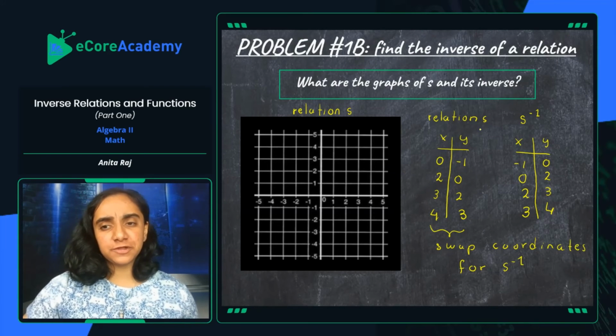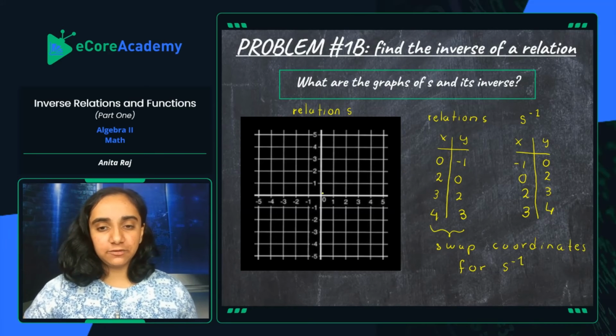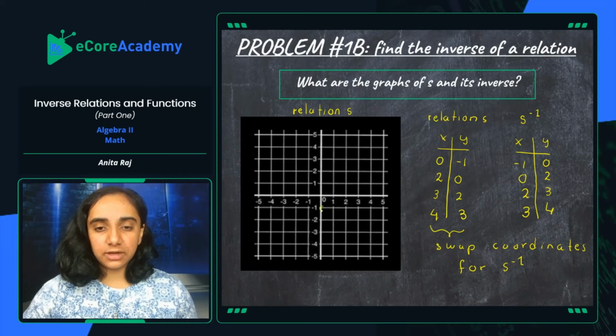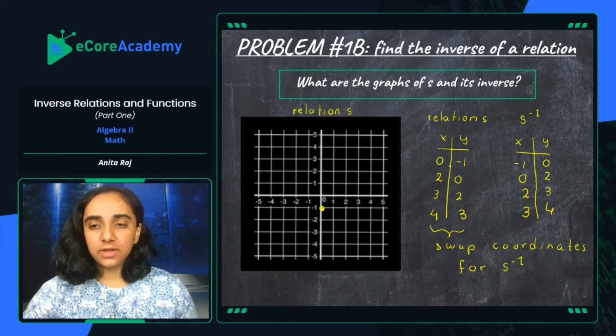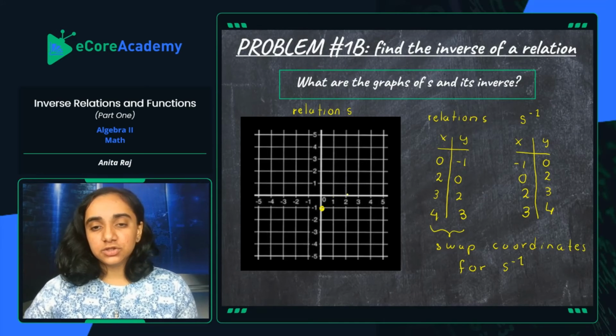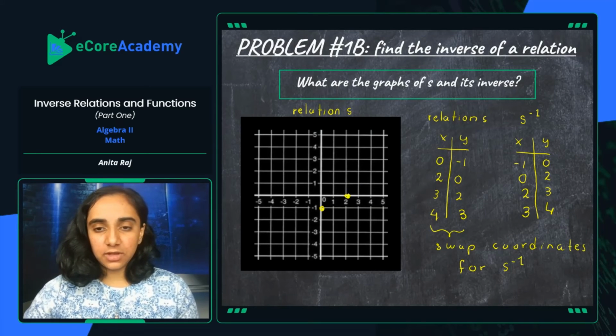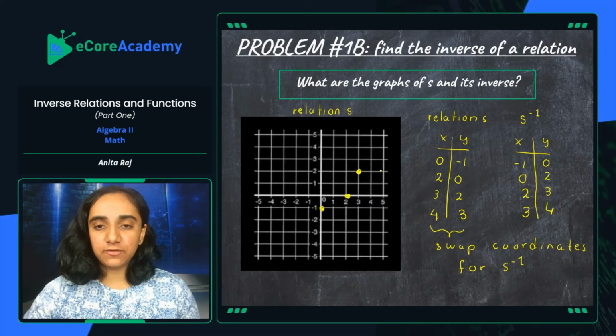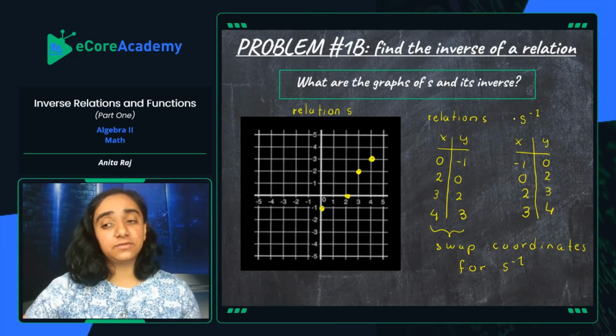All right, so now let's graph these points. Let's first start with the relation S. We have the point 0, -1. So we start at the origin, come down 1, and draw a circle there. Then we have the point 2, 0. We come right 2, but we don't move up or down the y-axis at all, so we plot our point here as well. Our next point is 3, 2. So come to the right 3 and up 2. And then our last point is 4, 3. So come to the right 4 and then go up 3. That is relation S.